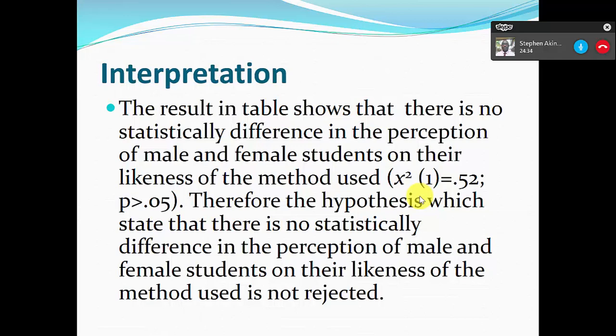Our chi-square is 0.52 at p greater than 0.05. Therefore, the hypothesis which states that there is no statistical difference in the perception of male and female students on their likeness of the method is not rejected.